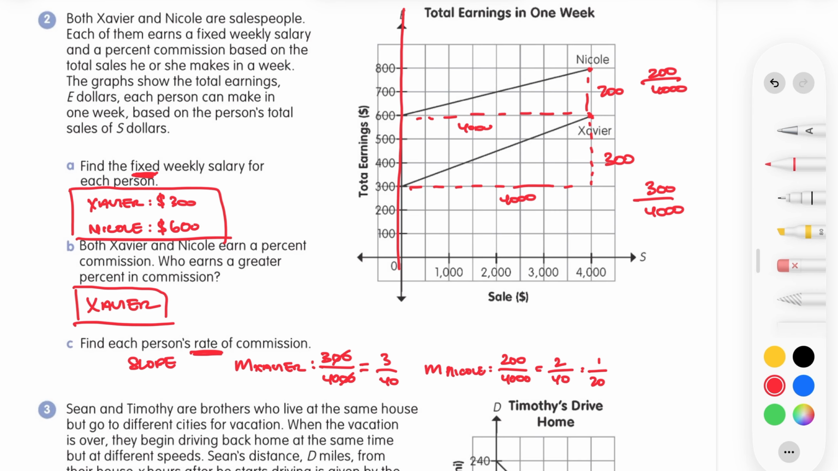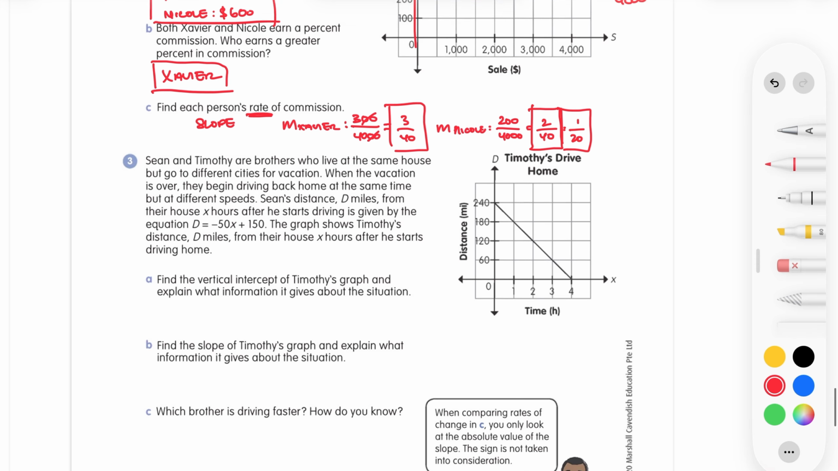So now I have Xavier's right here, and I have Nicole's right here. Sometimes you could leave it with the same common denominator, like 2 over 40, because then you could easily tell that 3 over 40 is definitely bigger than 2 over 40, so Xavier makes more. It's a lot easier to tell that way.